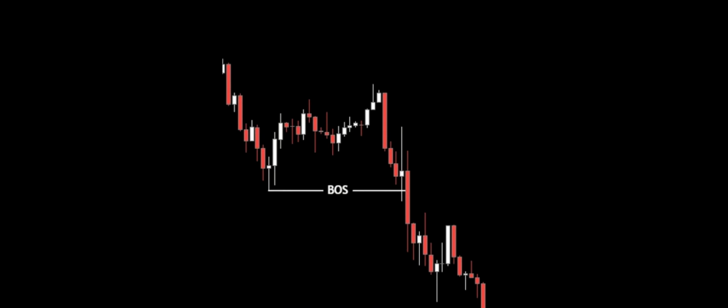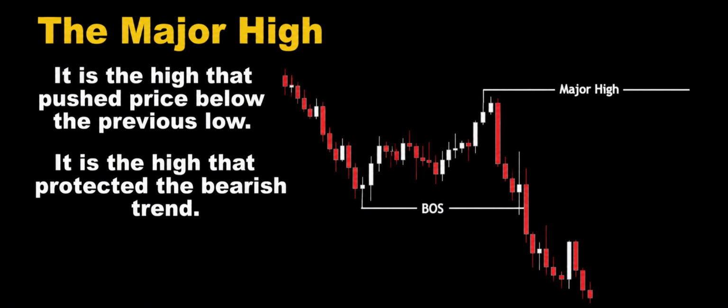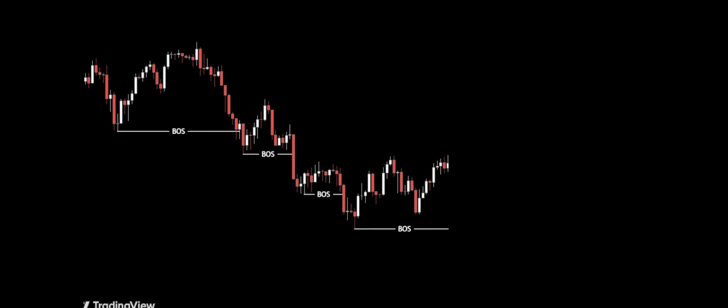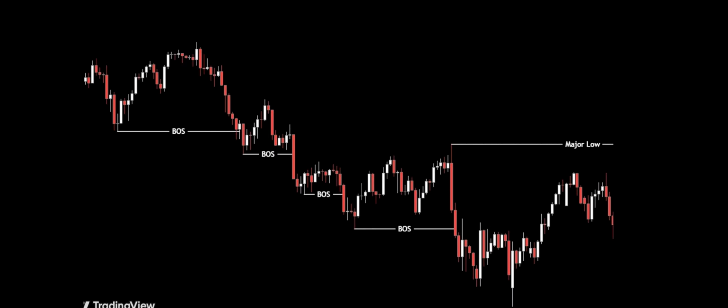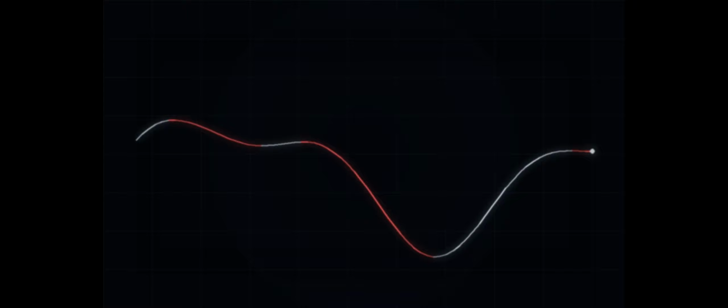After price creates that break of structure, the high that caused the break becomes the major high. The major high is the high where sellers stepped in. It is the high that pushed price below the previous low. It is the high that protected the bearish trend. So in bearish structure, the major high is extremely important. As long as price stays below that major high, the bearish structure is still protected.